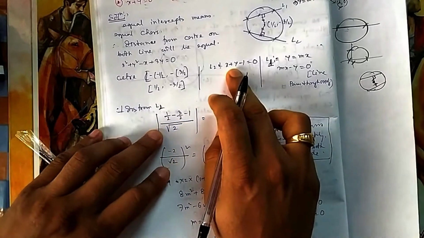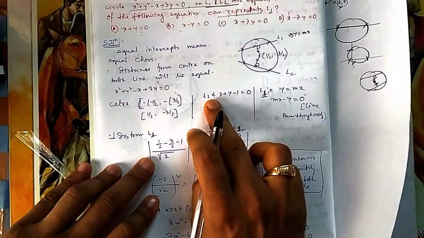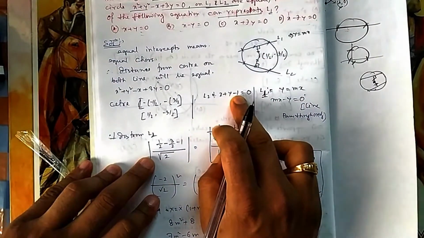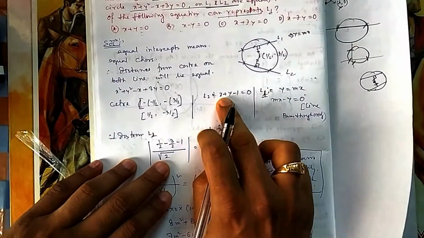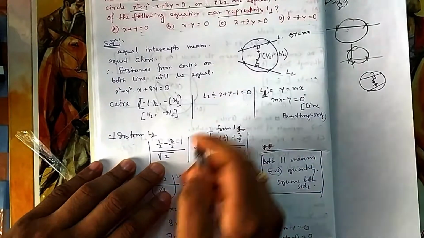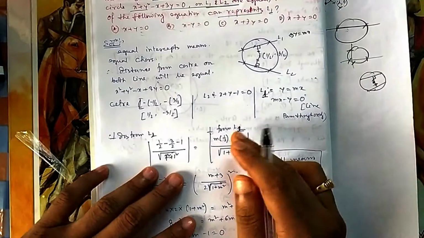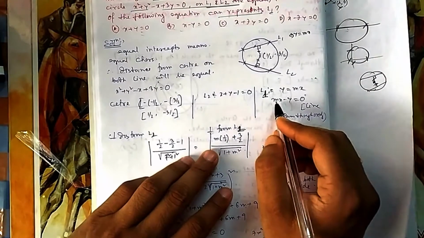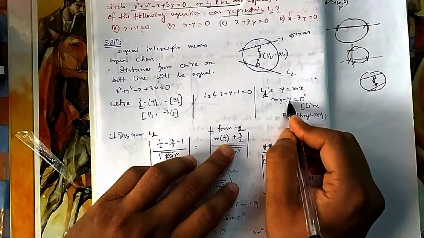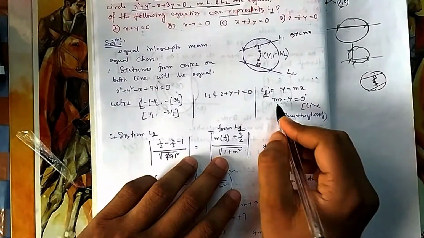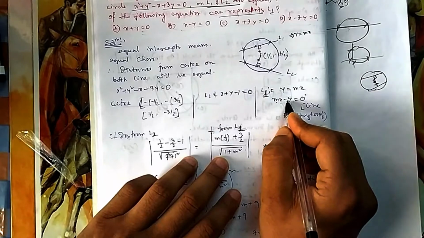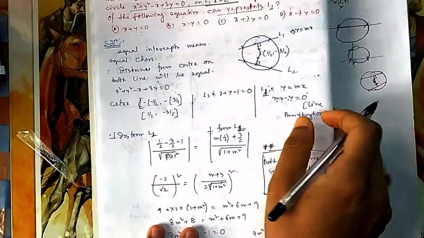For L2, how to find the distance from a point to a line? It is |ax1 plus by1 plus c| divided by the square root of a square plus b square. Here a is 1, b is 1, the xy coefficients, so 1 square plus 1 square, that is root 2. And for L1 likewise, from this point, ax1 plus by1 plus c, divided by the square root of minus 1 square plus m square. So this has to be equal.